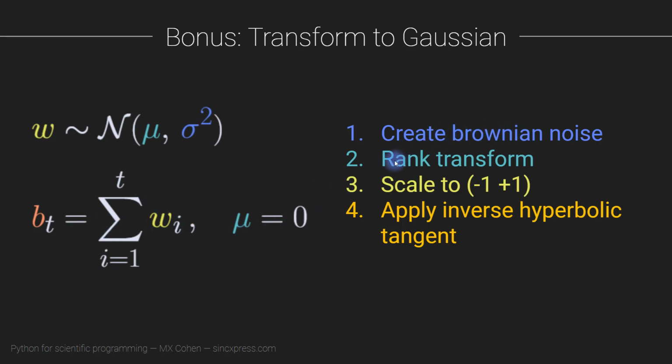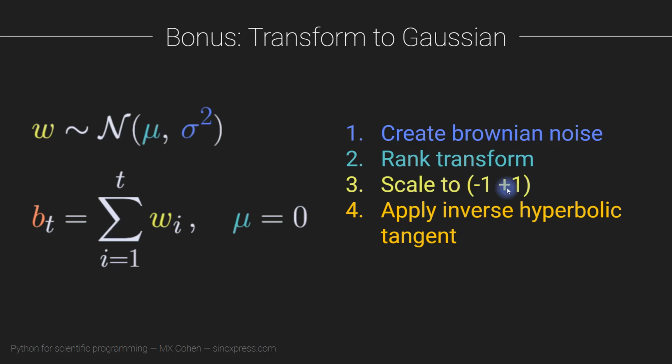Okay, create some Brownian noise, and then you want to rank transform. And the rank transform function is in the stats module, which we were using for a couple videos in the beginning of this section. So rank transform the data. Now, the rank transform data is going to vary from 0 to the number of data points that there are. So what you want to do then is rescale the rank transform data to a range of -1 to +1. So the smallest number is -1, the largest value is 1.